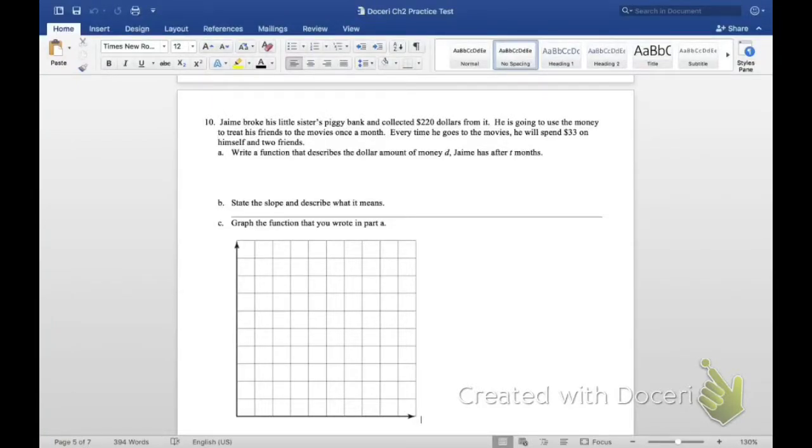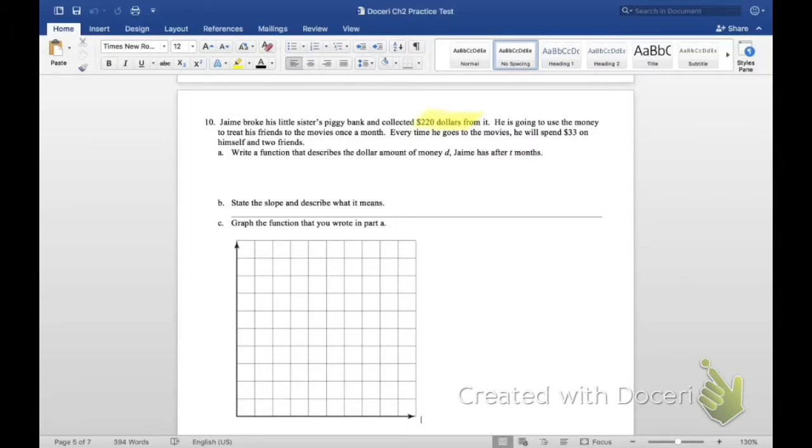Question 10. Jaime broke his little sister's piggy bank and collected $220 from it. He is going to use the money to treat his friends to the movies once a month. Every time he goes to the movies, he will spend $33 on himself and 2 friends.